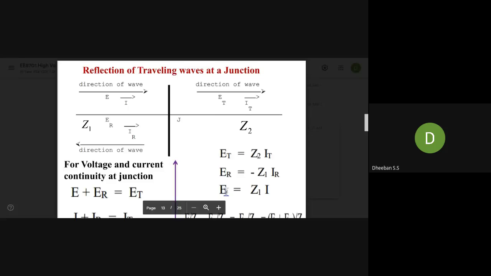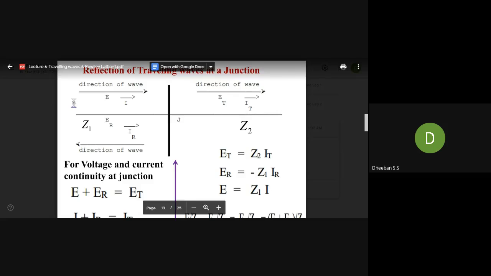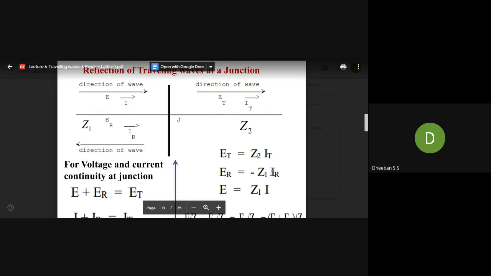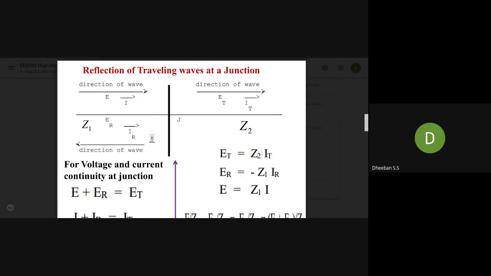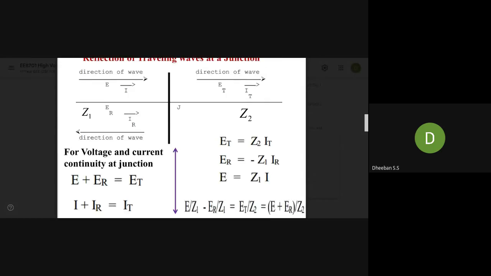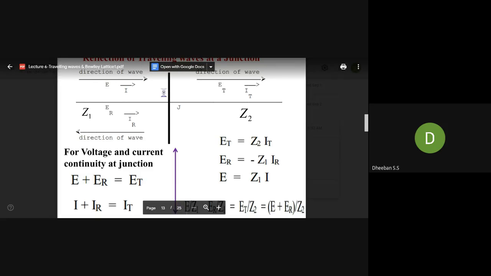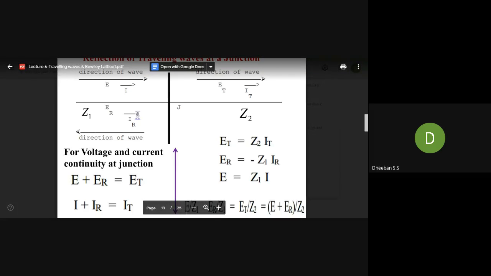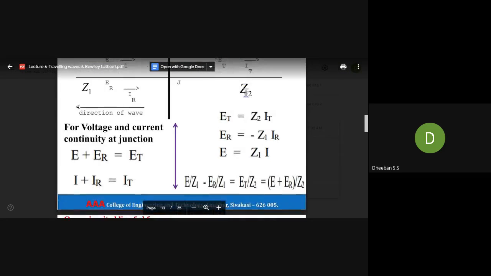Here they are giving E equal to Z1 into I, and this Er is equal to minus Z1 into Ir, where the current flow gets in the reverse direction. So that's what you'll be getting out with the minus. In general the current will be flowing in this direction, so here also it will be flowing in this direction. You have to put KCL at this junction. So I plus Ir contributes to your It.